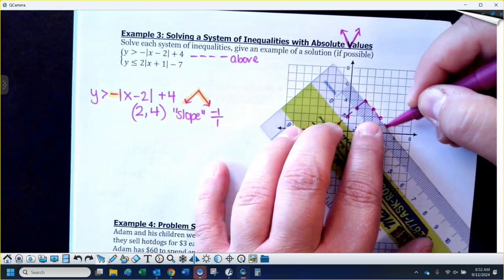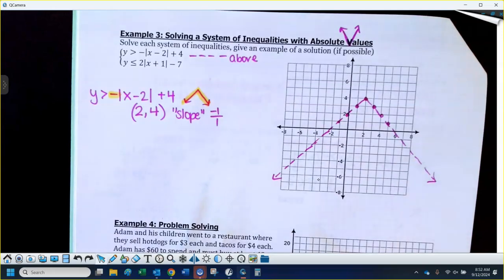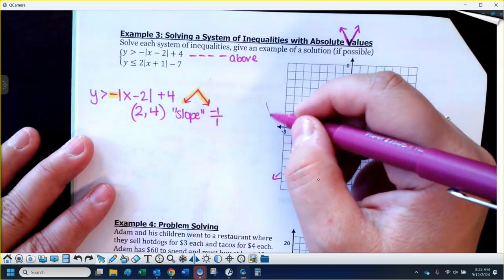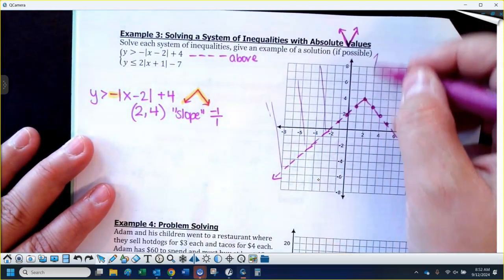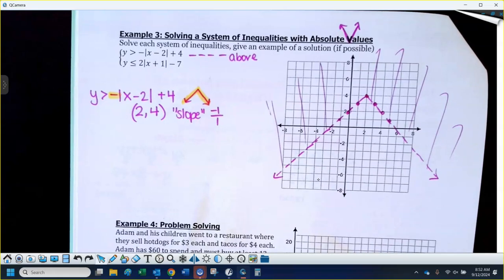Here's my lovely V shape, upside down V because of the negative there. Okay, now the shading here would be above, so I'm just going to very lightly shade above this, because really for our system I need the overlap of both of these absolute values, so I'll just lightly shade that.